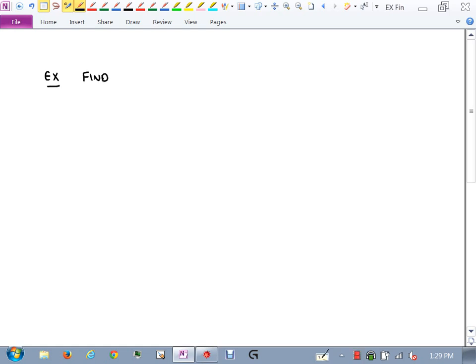Find the antiderivative of 5 over the cube root of x squared.